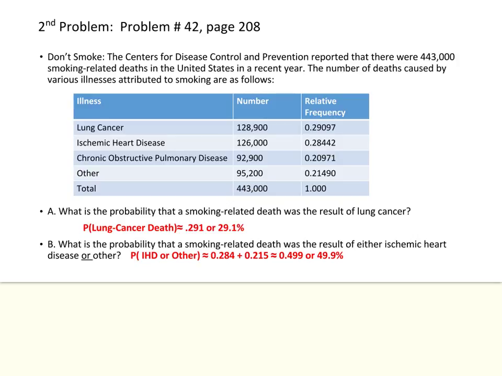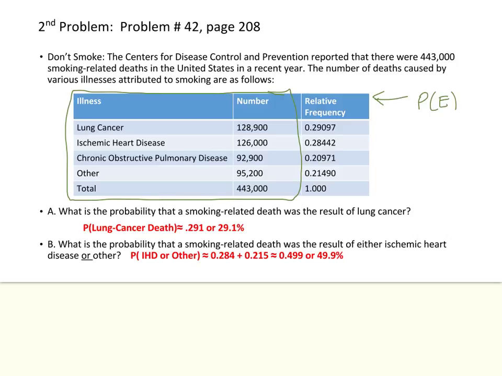Problem 42 on page 208 is our second problem we're going to look at. Sometimes problems are shown in a frequency table, and so in this case, this portion of the table is shown to us. Whenever we get a frequency table and we want to know probabilities, typically we calculate a relative frequency. And the relative frequencies are really nothing more than our probabilities of events. And so in this particular case, we calculated the relative frequencies.